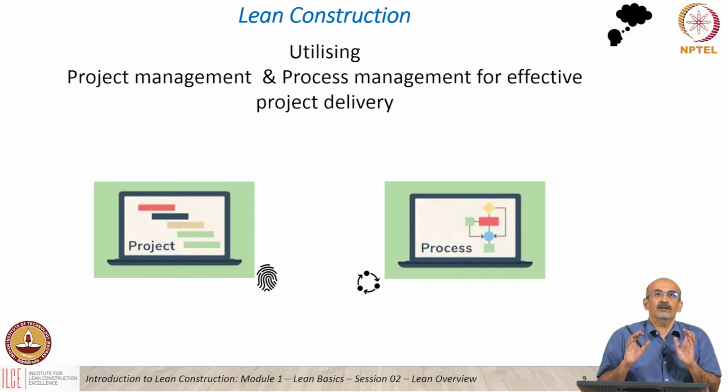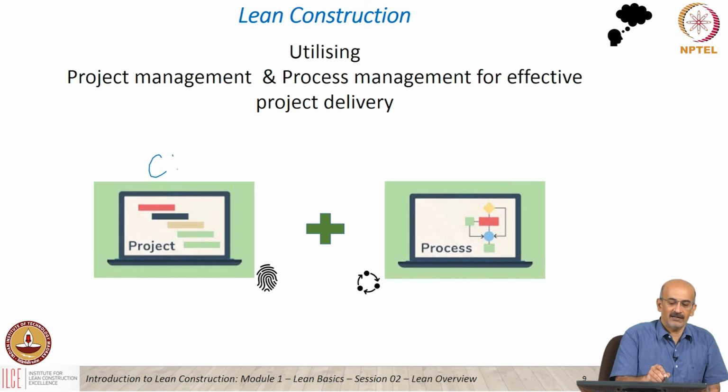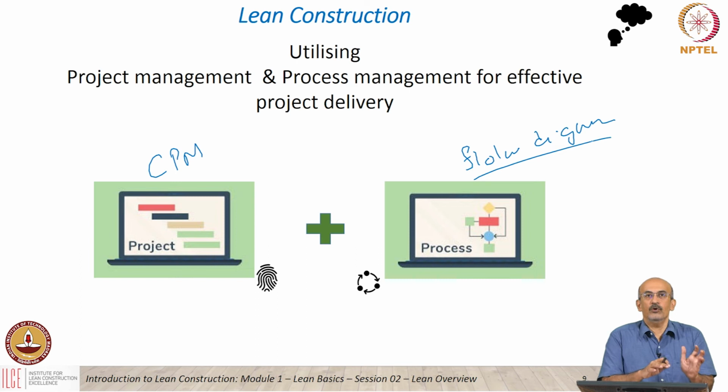Now, going a little bit into lean construction, when we look at project management, we have what we call classically the critical path method. When we have process management, we have several tools for how we model processes, but we can even say something like a flow diagram is a process tool. But how we look at a CPM approach and combine it with processes is the challenge of being able to implement and integrate lean thinking along with a project-based approach.